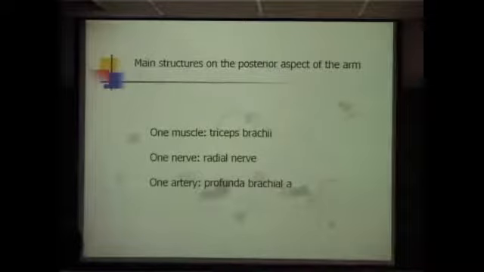Now we will move our work to the posterior aspect of the arm. The main structures on the posterior aspect of the arm are one muscle, one nerve, and one artery. The muscle is the triceps brachii, the nerve is the radial nerve, and the artery is the profunda brachii artery from the brachial artery.